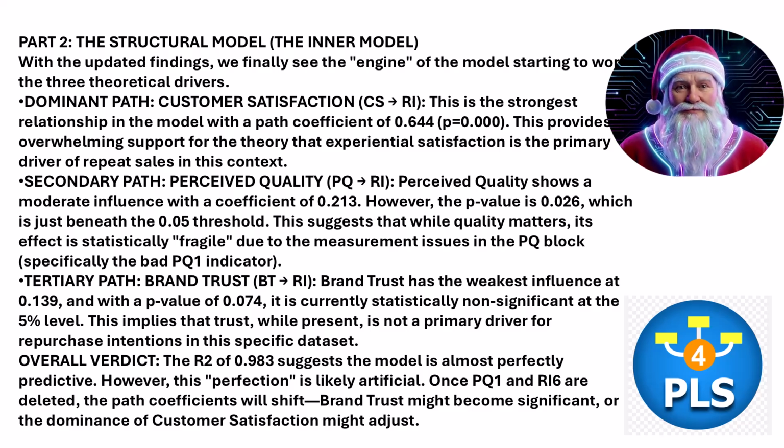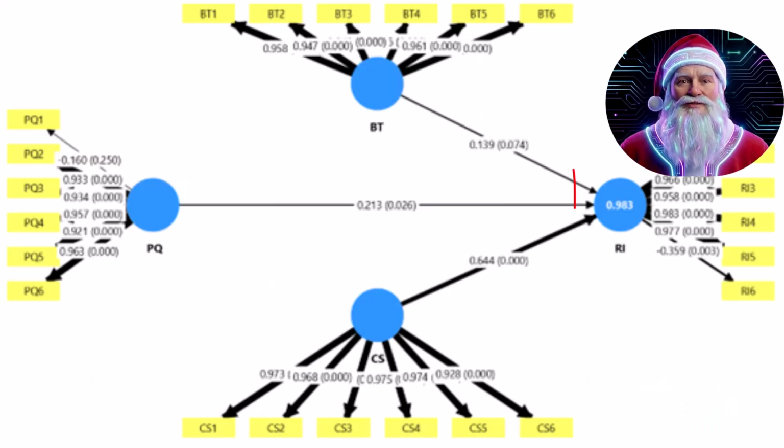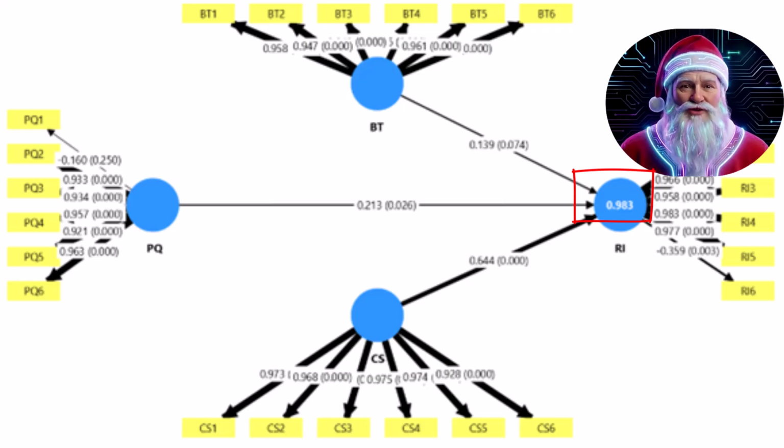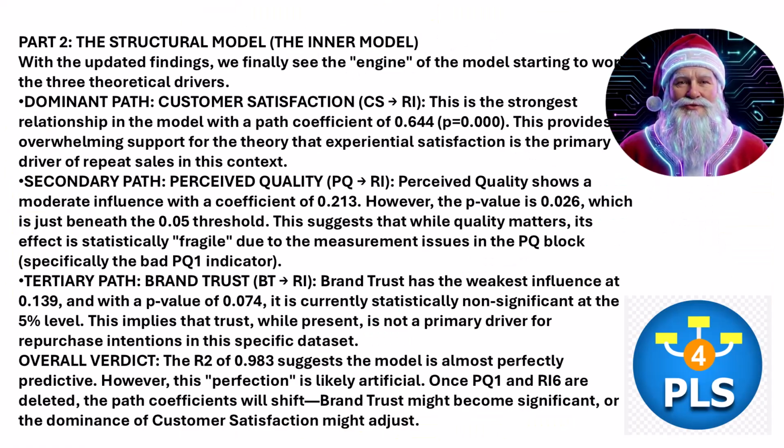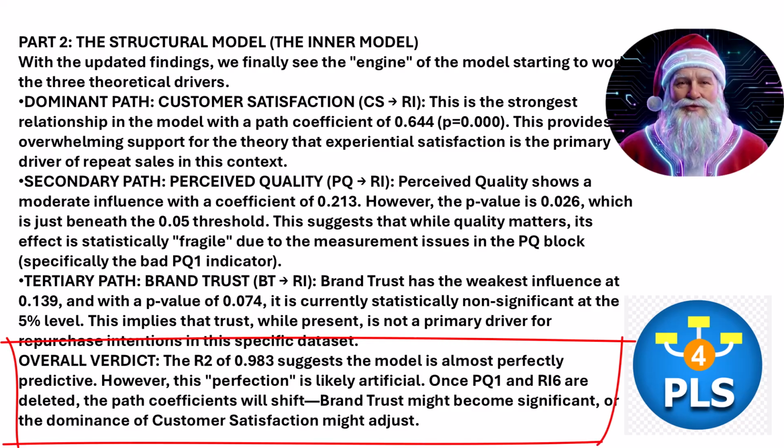When we look at the big picture, we see an R-square of 0.983, which makes the model look almost perfectly predictive. But we have to ask ourselves, is this perfection real, or is it just artificial? As smart analysts, we have to warn our students and viewers that this perfect score is probably a bit of an illusion caused by those noisy indicators we found earlier.